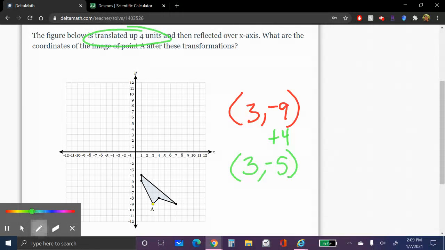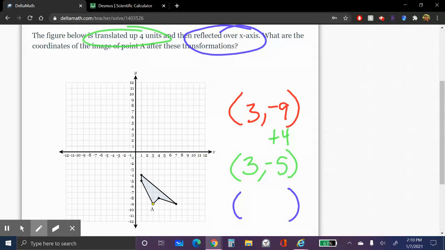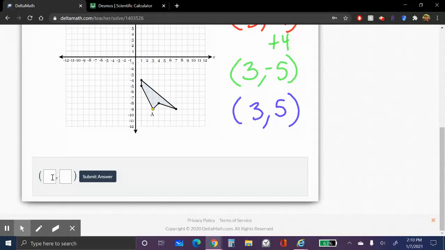And then it's reflected over the x-axis. So when I do that, it's basically taking the numbers and just changing the signs of the y values. So instead of a -5, it's going to be a +5. So when we reflect over the x-axis, you change the y values. So we have (3, 5).